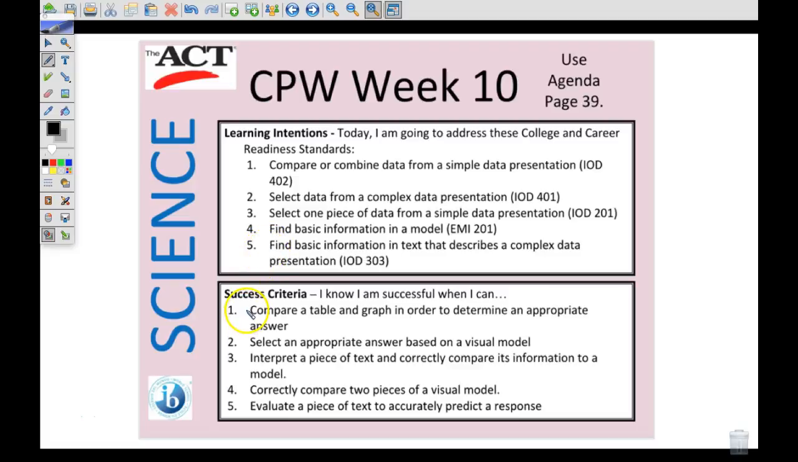And we'll know we'll be successful when we can first compare a table and a graph in order to determine an appropriate answer, and then select an appropriate answer based on a visual model. And our third question, if we can interpret a piece of text and correctly compare its information to a model, we'll be successful. And our fourth, we'll correctly compare 2 pieces of information in a visual model. And the last question, we'll evaluate a piece of text to accurately predict a response.